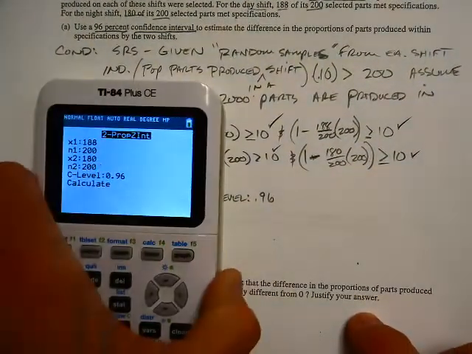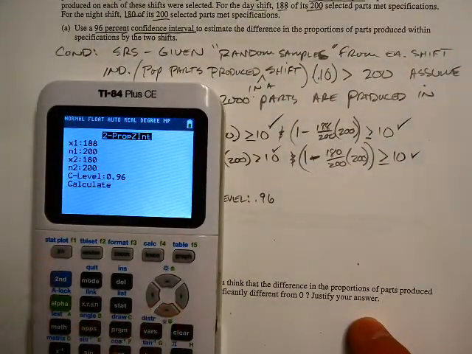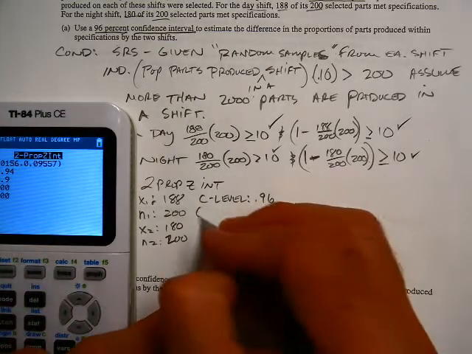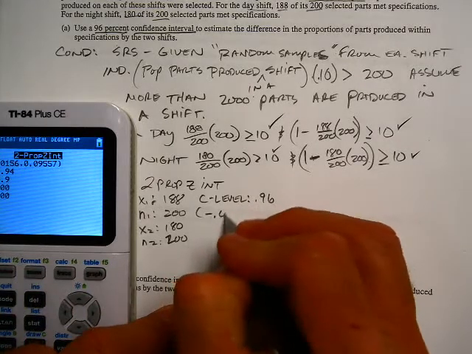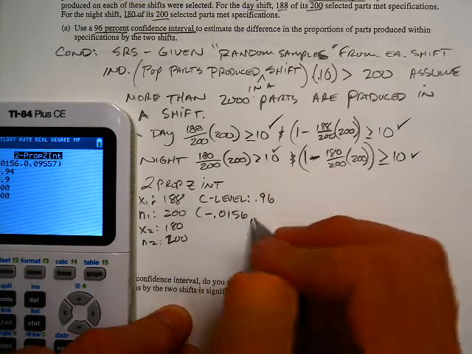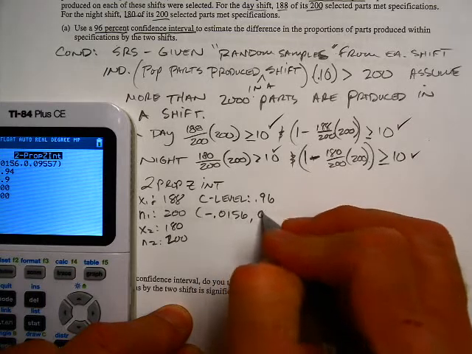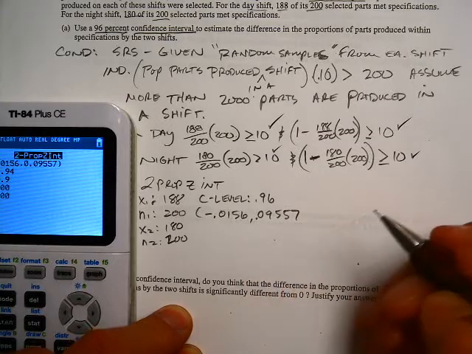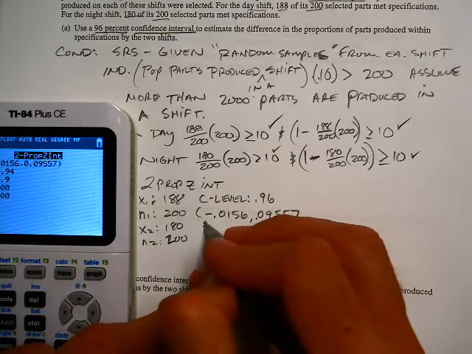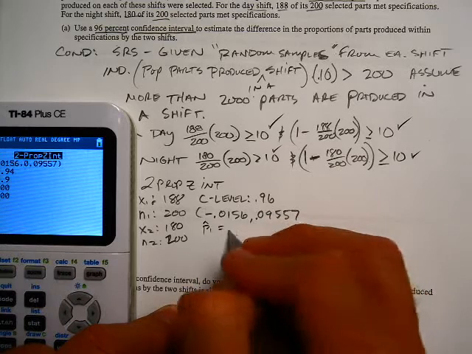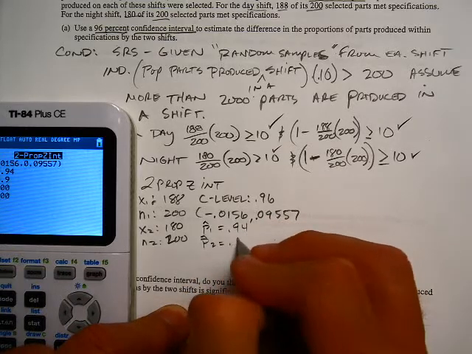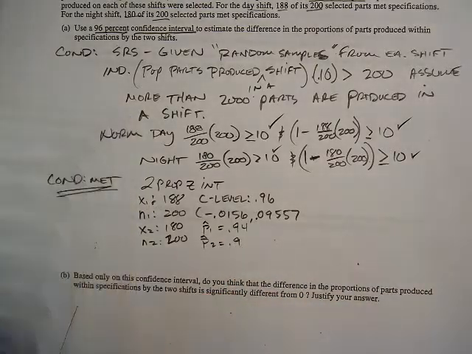I'm sorry, I think I was writing below where you could see. So I'm getting negative 0.0156 to 0.09557. P hat 1 is 0.94. P hat 2 is 0.9. And we've already got our n values written in. I don't think we need to write those again.